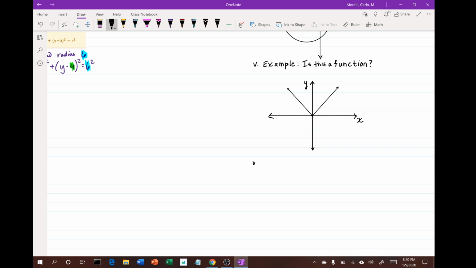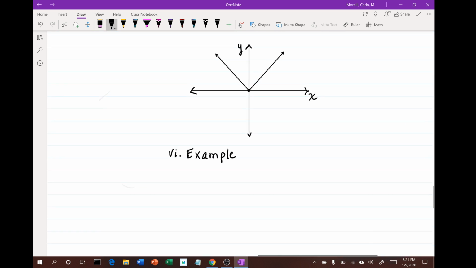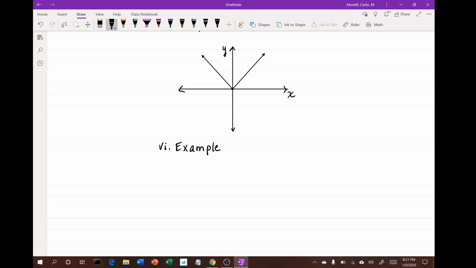This is the 6th example. This is an important one. This is called a step function. Okay, or a step equation, I should say. Example. Is this a function?